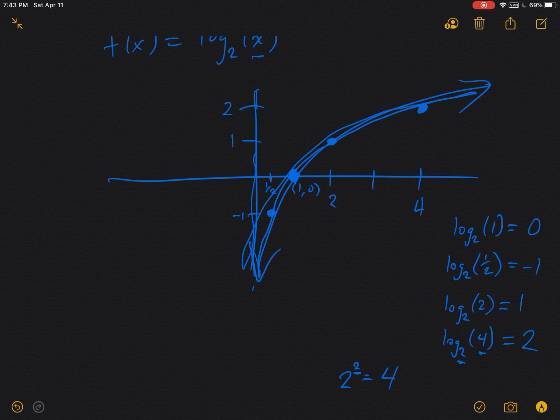And in general, if I could plug in a bunch of points, then what I would get is this general shape. We're going to have a vertical asymptote here at x equals 0. And the logarithm is going to go like that. So those are two methods for graphing logarithms.